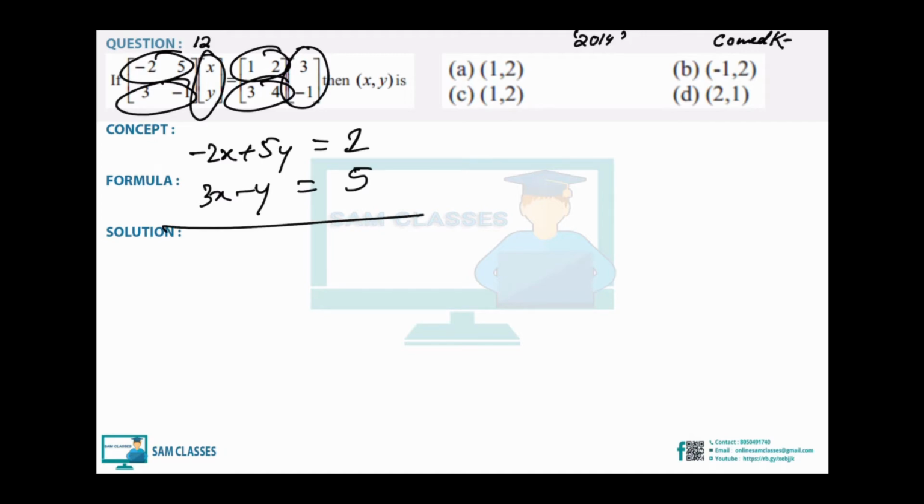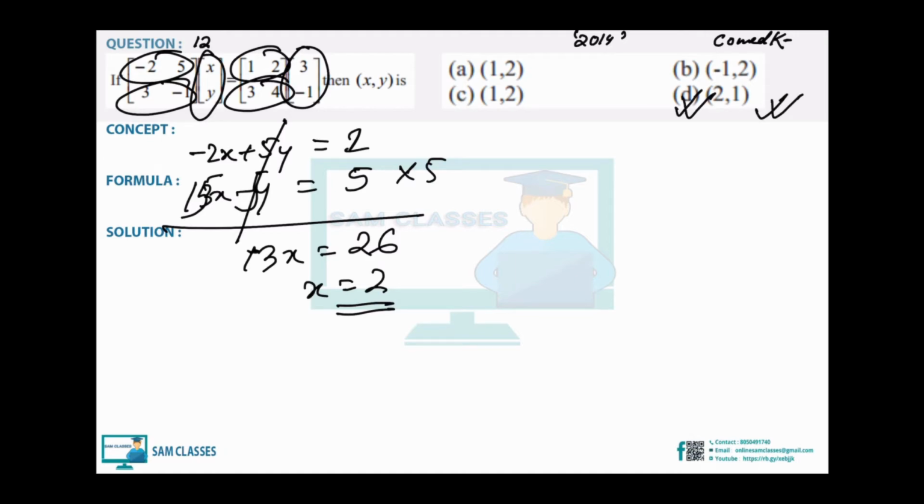Now solve it out. Here in this scenario, just multiply this with 5, so 5y, 15x. Now add it, so this one is 0. So 15 minus 2, 13x is equal to 25 minus 25 plus 1, 26. So x is equal to 2, students. Only one option has it, so directly I'll put this option. I don't have to find the y. Okay, let's come to the next question.